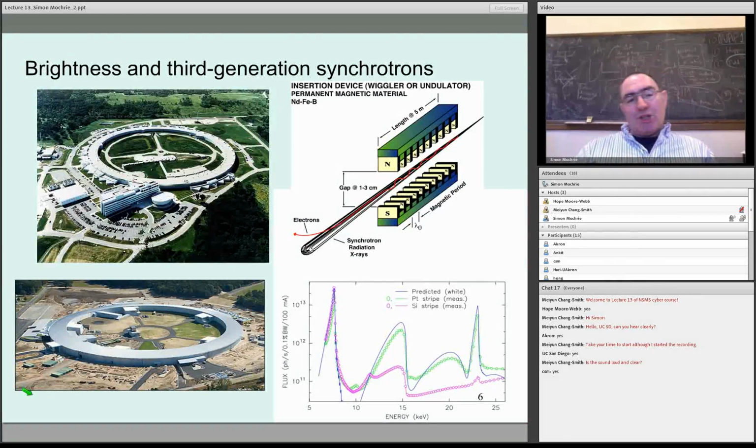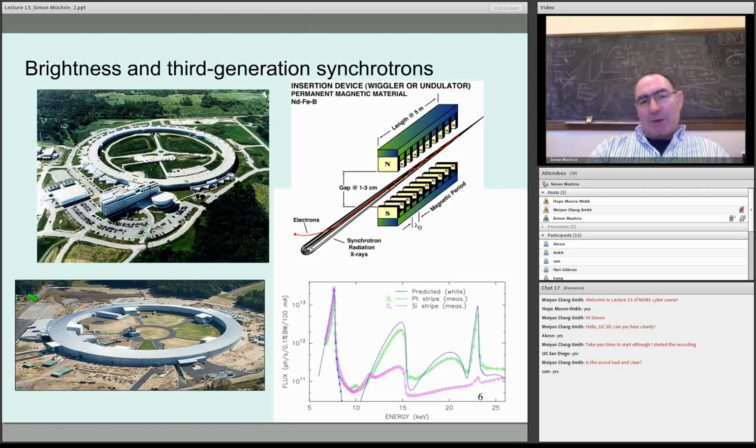So as I've mentioned, these sorts of experiments are generally carried out, or can only really be carried out, at high brightness synchrotron type sources. And this is just a picture, I think, of the Advanced Photon Source. And I think this is an artist's impression. It's kind of an old picture of the NSLS-II. And this now exists in reality on Long Island.